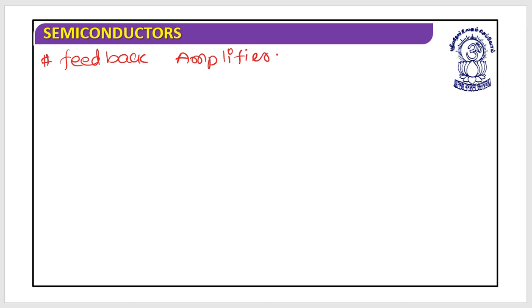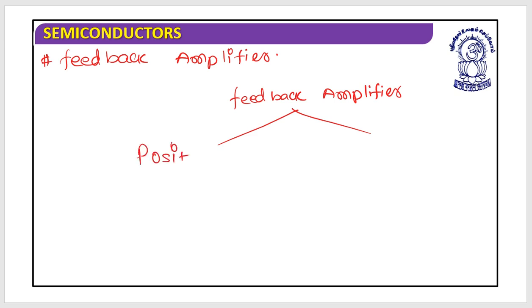When we discuss a feedback amplifier, we are talking about two different kinds of feedback amplifier. One is the positive feedback amplifier, and the other is the negative feedback amplifier. So we have two different kinds of feedback amplifiers: the positive feedback amplifier and the negative feedback amplifier.